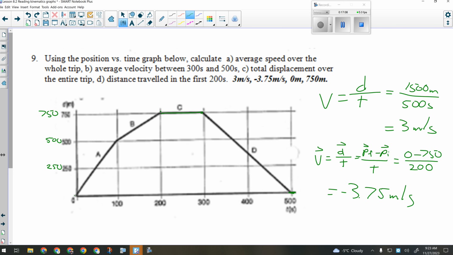Did I already calculate that? Yeah. How far? 750 meters. Does it matter that it went 2 different speeds to do that? Not at all. Didn't ask about that. Just asked how far did it go. Went from 0 to 750. That's 750 meters. Okay. How are we feeling about this stuff? Making some sense? Okay.